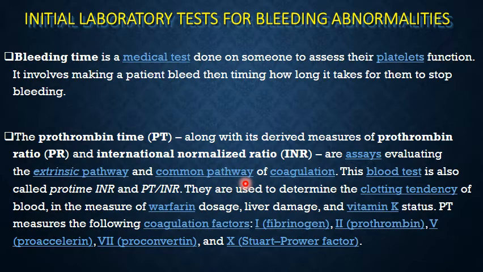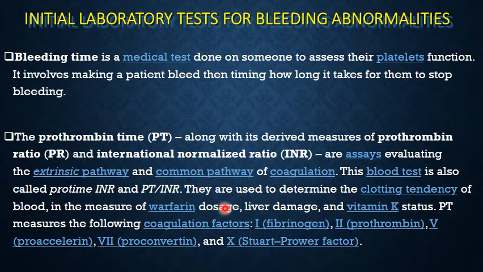You know very well, as we understood from term 1 in hemodynamics, that we discuss the extrinsic pathway and intrinsic pathway. The extrinsic pathway, how do we assess this? By prothrombin time. It is the lab test that we use to evaluate the extrinsic pathway, and at the same time the common pathway of coagulation. This test is also called ProTime INR and PT INR.